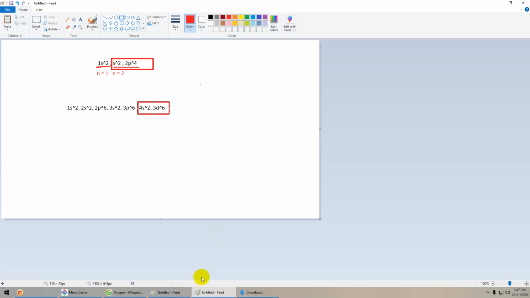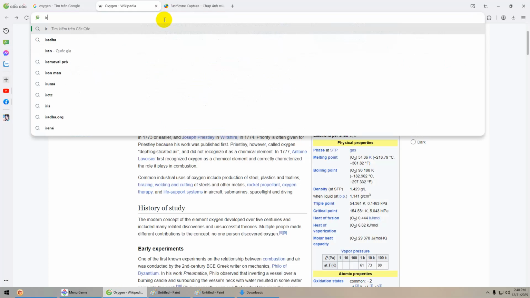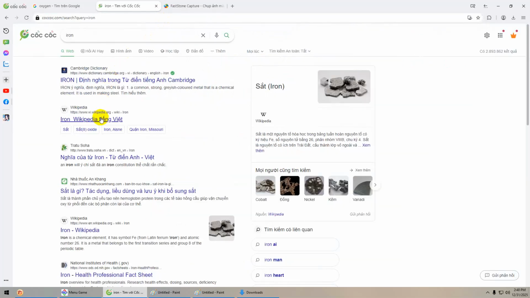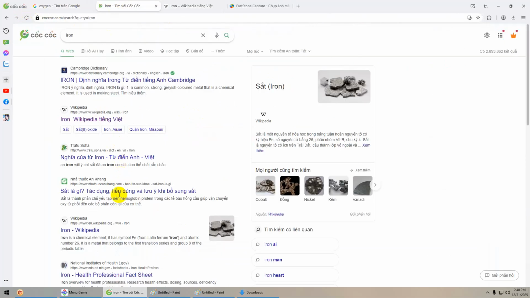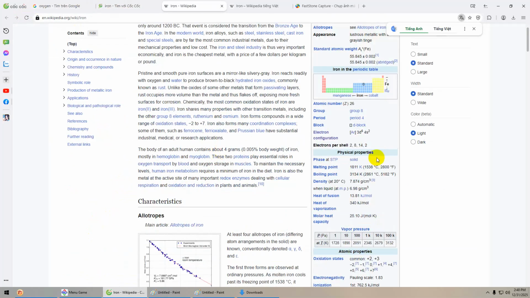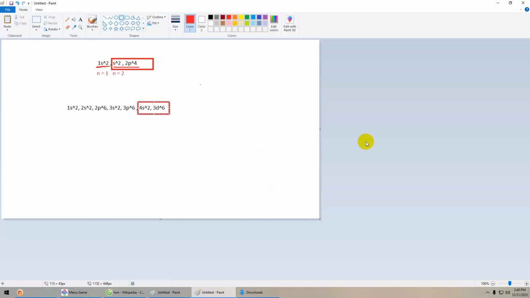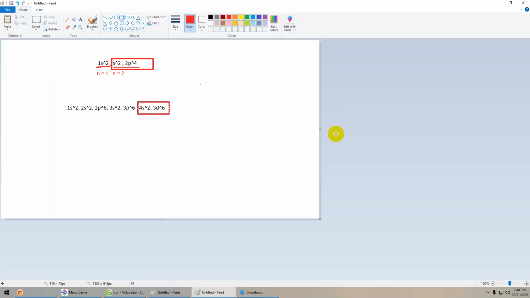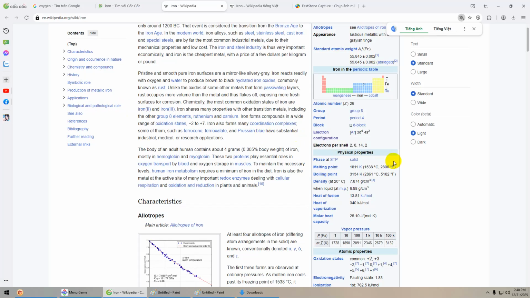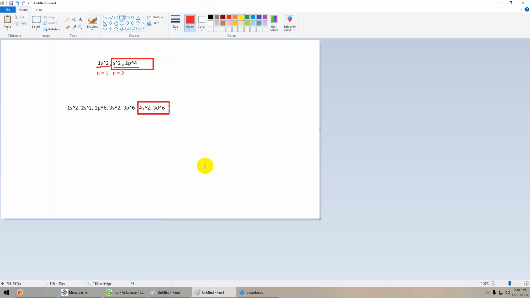So let's try to Google iron. So 3d6 4s2. Oh yeah, so we have 3d6 and 4s2, which is exactly what we got here. So technically the order doesn't matter, though, so we see that it's exactly what we got here.